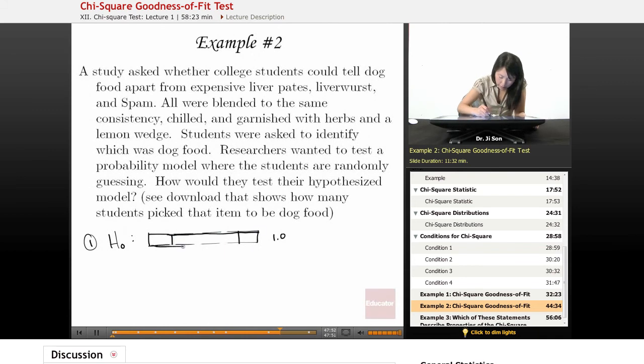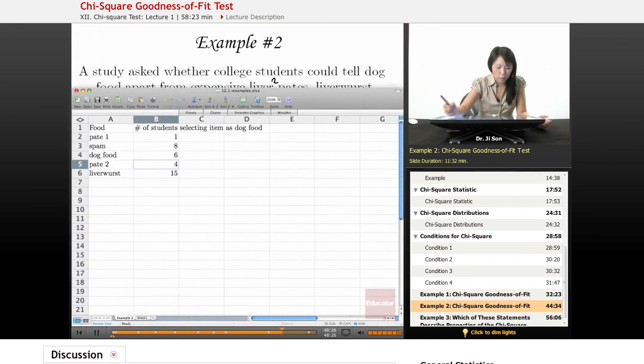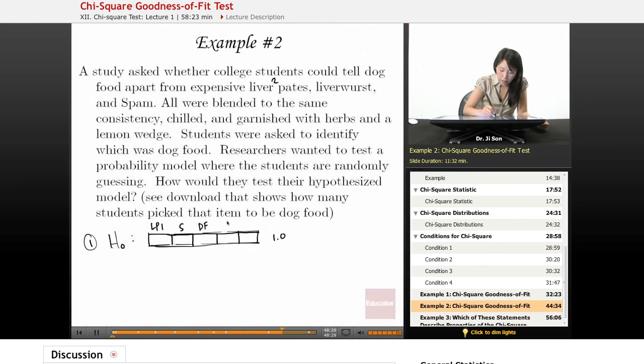It helps to really draw this as well as you can, just because then it'll help you reason too. That they'll have an equal chance of guessing either one of these. And there's 2 liver pâtés. That's why there's 5 choices, right? So liver pâté 1, I think Spam was next, and then actual dog food, just in the data set. Oh, pâté 2, and then liverwurst. So I'll say pâté 2, and then liverwurst. All right, so these are the 5 choices.